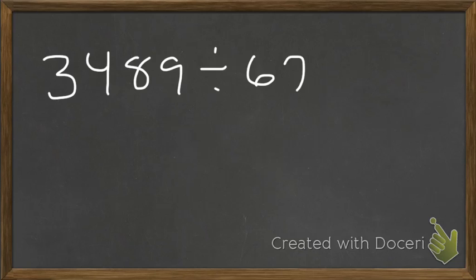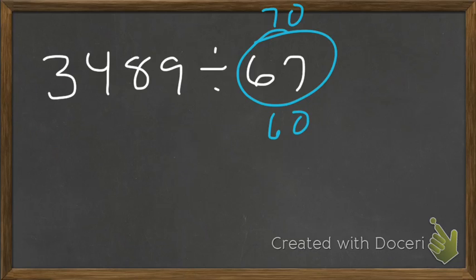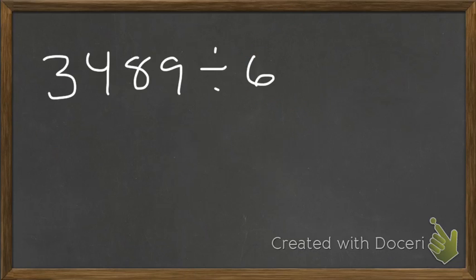Next we have 3,489 divided by 67. So the first thing we want to do is look at the 67. Do we want to make that a 70 or a 60? So 67 is closer to 70. So now I want to see what 7 can go into evenly.